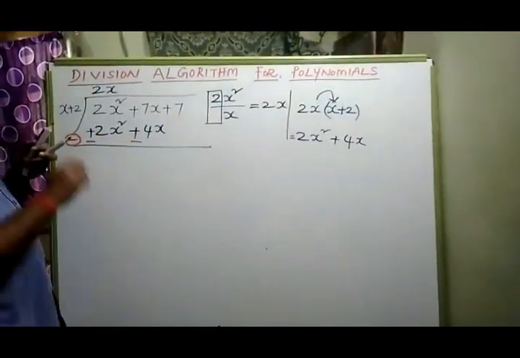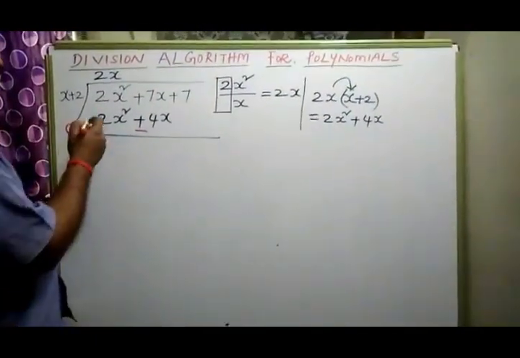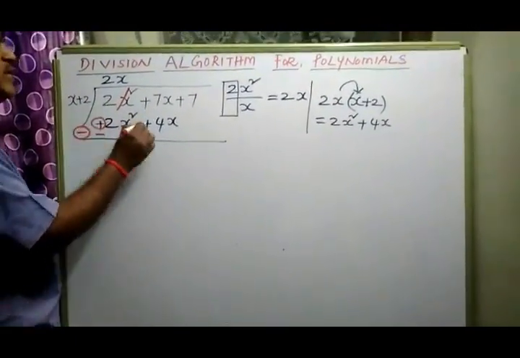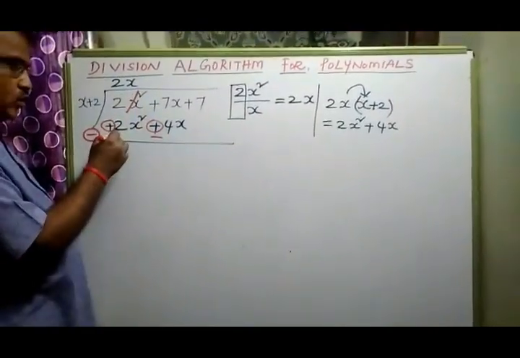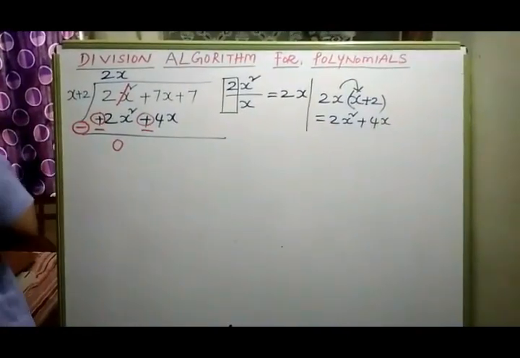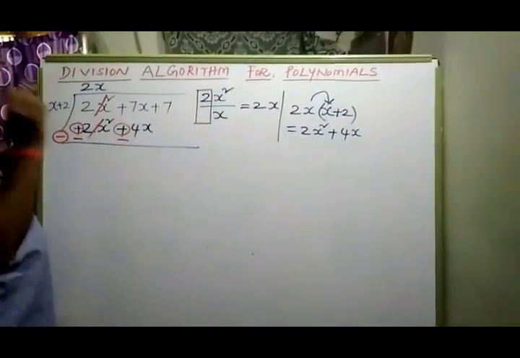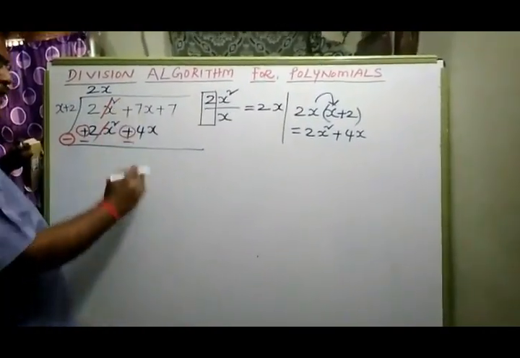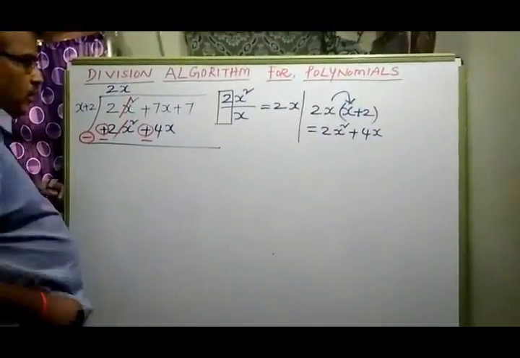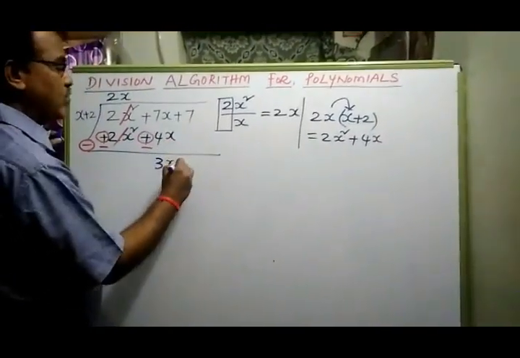Now, 2x square minus 2x square. Okay, now subtraction. Forget about the signs. 2x square minus 2x square will be 0. No need to write, simply we are using cancellation. So, cancel. 7x minus 4x, 7 minus 4 is equal to 3, so 3x. Now, bring down 7.